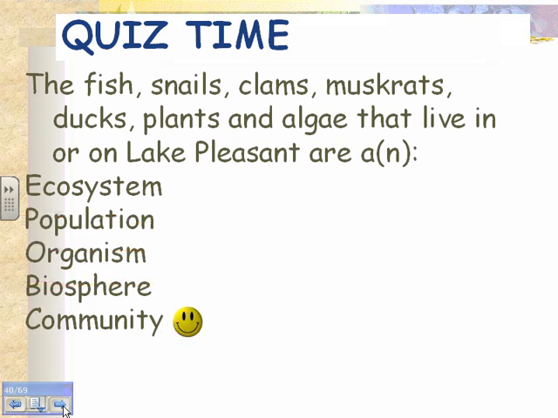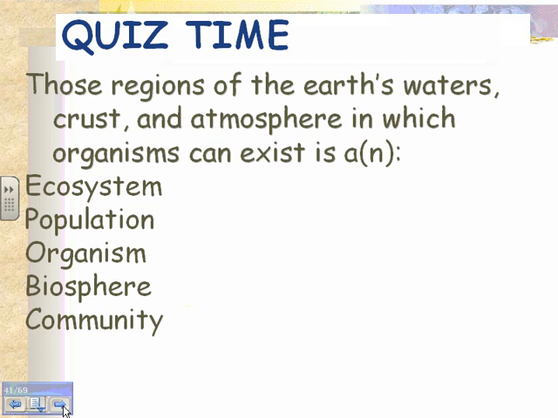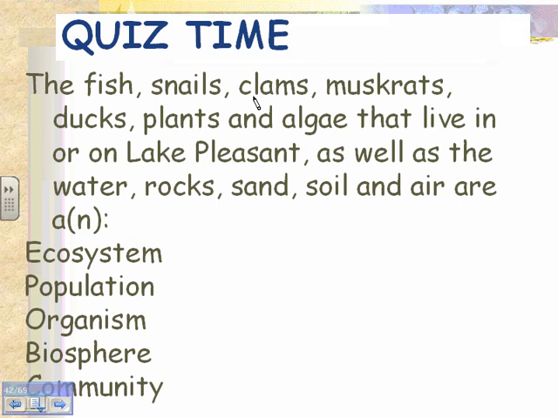Those regions of the Earth's waters, crust, and atmosphere in which organisms can exist. That's the big one. That's the biosphere. That means living sphere. That's the whole planet. Your Earth is a sphere. Okay, the fish, snails, clams, plus the water, the rocks, the sand, the soil. So now we're going beyond just the living things, and so that's an ecosystem.